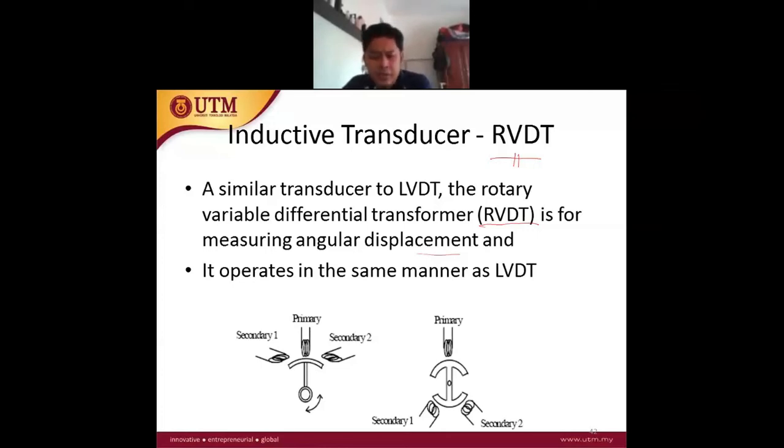It is used in many applications, for example to measure the position of the motor winding. It is a very old transducer. It has been used since World War II, where this transducer was used on the tank to estimate the position or the angle of the turret of a tank.